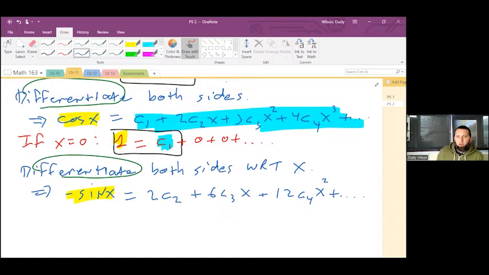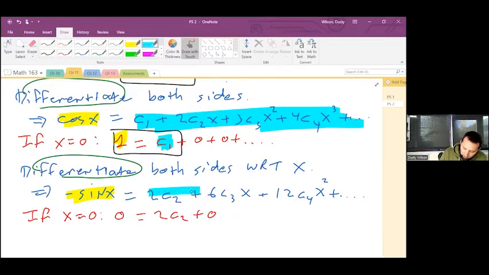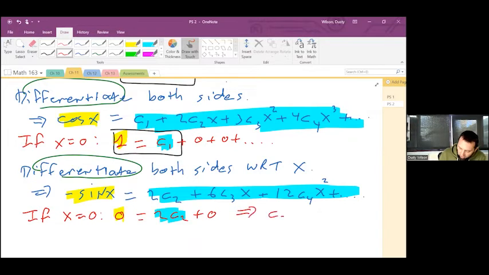Again, this must be true for all x's. So in particular, if x equals 0, then on the left, negative sine of 0 will be 0. And on the right, we will have 2c2 plus 0. And from this, it should be clear that we get that c2 equals 0. Well, now we have three coefficients. Two of them are 0, and we've also found that c1 is 1. Works so well. Let's do it again.